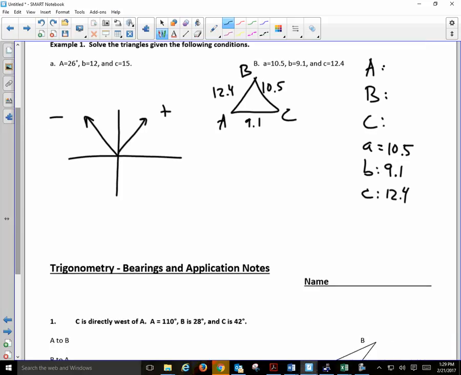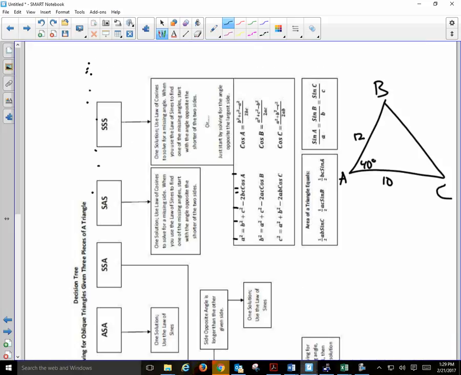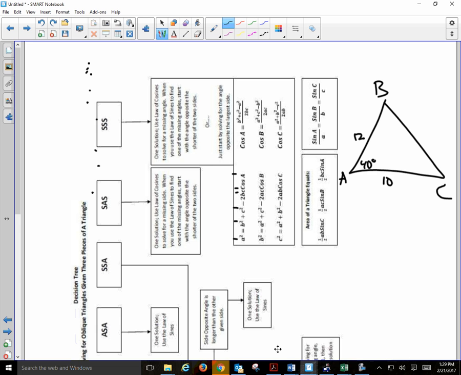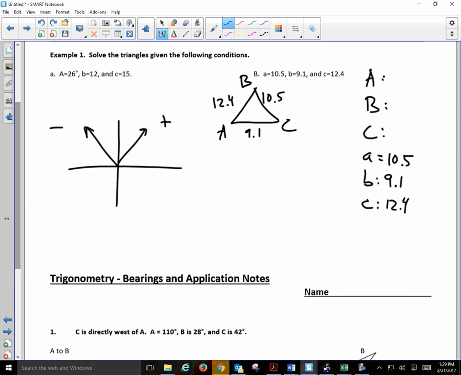So this one's easy. If you just look at the decision tree, it says side, side, side, one solution, use the law of cosines to solve. Forget that part, just go here. It says start by solving for the angle opposite the largest side. So we're going to start by finding the angle opposite the largest side. Which angle would that be in this scenario? Angle C. So our formula will be c squared is equal to a squared plus b squared minus 2ab times the cosine of angle C.